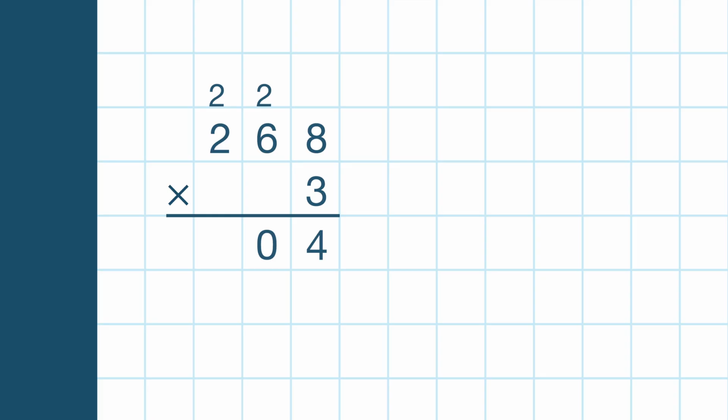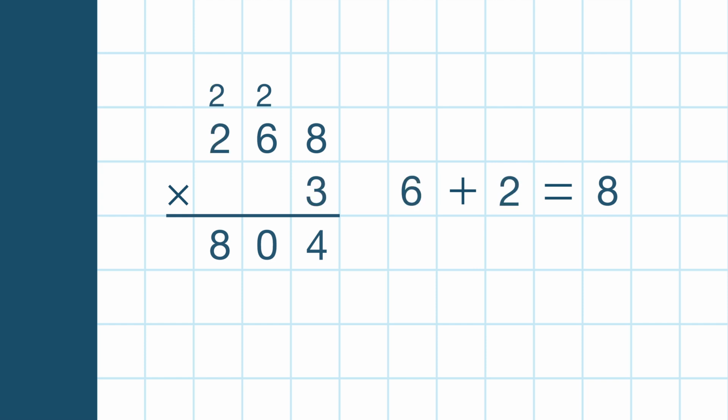Now multiply the hundreds place. What is 2 times 3? It's 6. Add the 2 that we carried. What is 6 plus 2? Yes, 8. Write the 8 in the hundreds place.